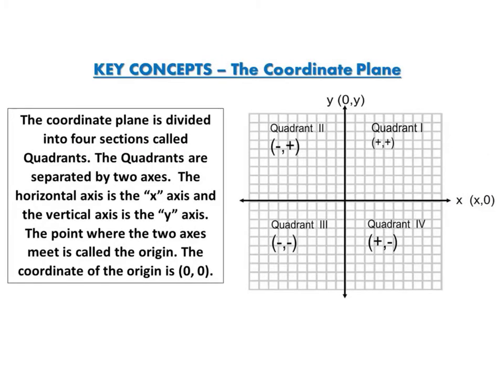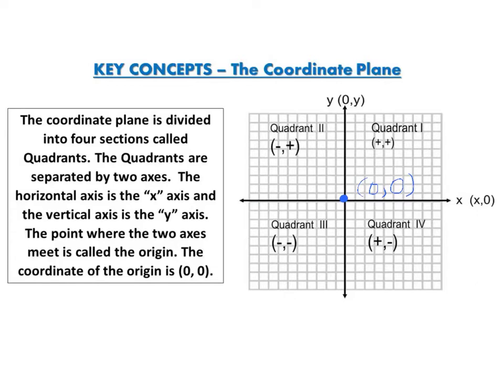The coordinate plane is divided into 4 sections, and the 4 sections are called quadrants. The quadrants are separated by 2 axes. The horizontal axis is the x-axis, and the vertical axis is the y-axis. The point where the 2 axes meet is called the origin. The coordinate of the origin is 0, 0.